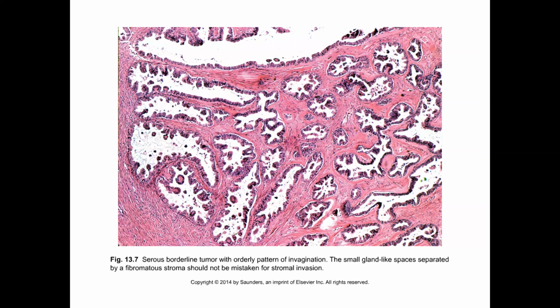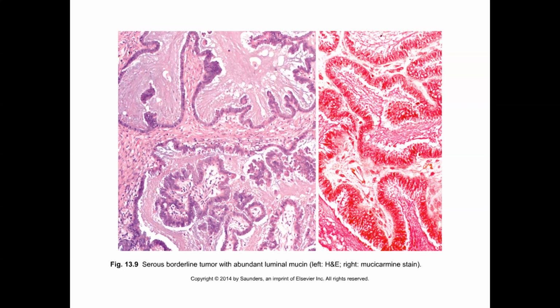Here's another example showing this very uniform tufting and pattern forming stars and staghorn complexes within these dilated spaces with fairly uniform invagination. The stroma is fibrotic, and so this is one image that you can cement in your mind for what a borderline tumor can look like. But they can be quite variable.